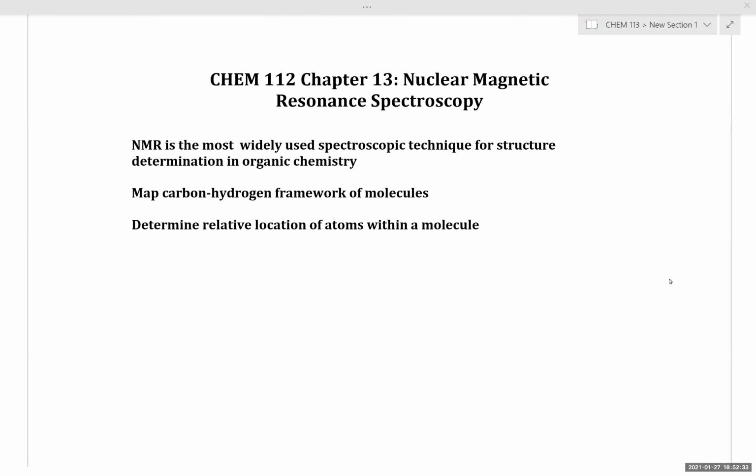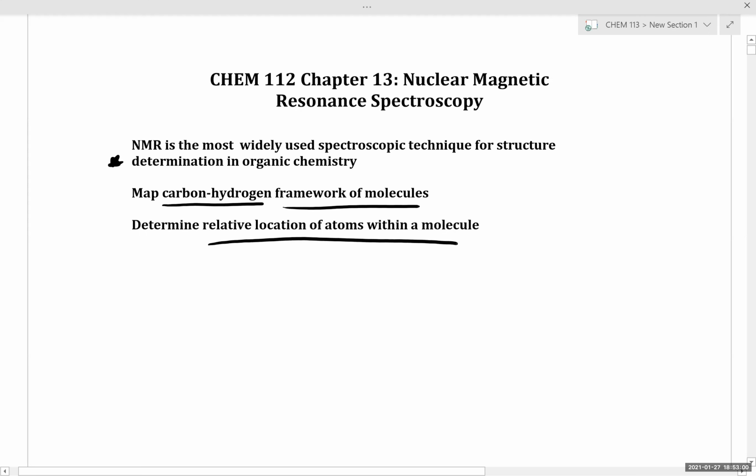The only technique that I would consider more powerful than nuclear magnetic resonance spectroscopy would be crystallography, but that of course assumes you're able to crystallize your sample. Anyway, NMR is the most widely used structural determination technique and spectroscopic technique. It provides a map of the carbon-hydrogen framework of molecules and allows you to determine the relative location of atoms within a molecule. It is extremely information rich.